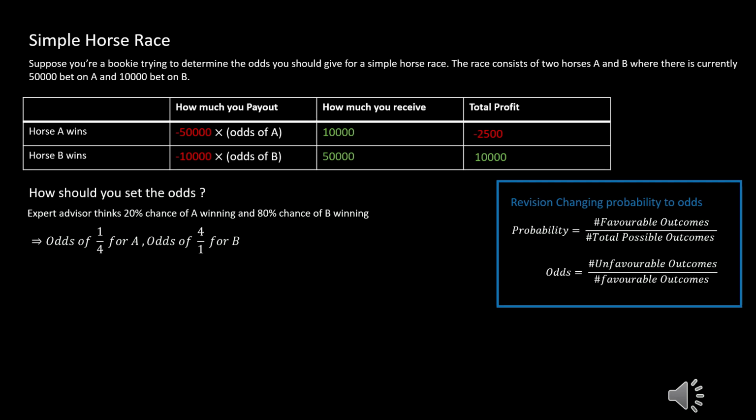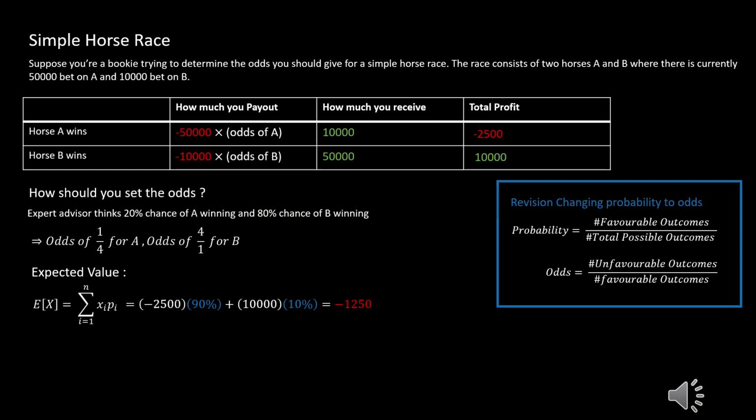So, we now consider the expected value. According to these probabilities, if they are correct, our expected value will be the sum of our profit times the probability. This will leave us with an expected value of 0. Now this is assuming that our expert advisor got the probability right. But what if our expert advisor got the probability wrong? What if it was, say, 90% chance that horse A wins and 10% chance that horse B wins? This would leave us with a negative.